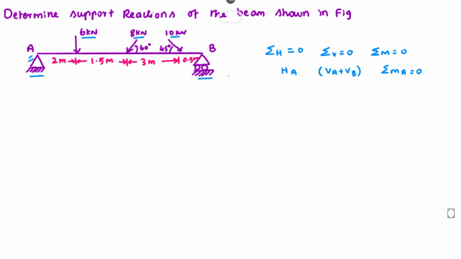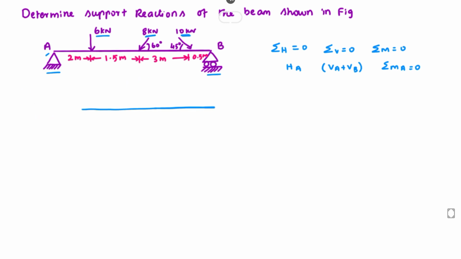Okay, so using these formulas we can easily find the support reactions, that is the horizontal force HA, then VA and VB. First of all, the inclined forces we have to resolve into two components, that is vertical force as well as horizontal force. So now we can resolve. This is the beam. Here is the fixed support, so here we can take VA and HA. Here is the roller support, so we have only VB.